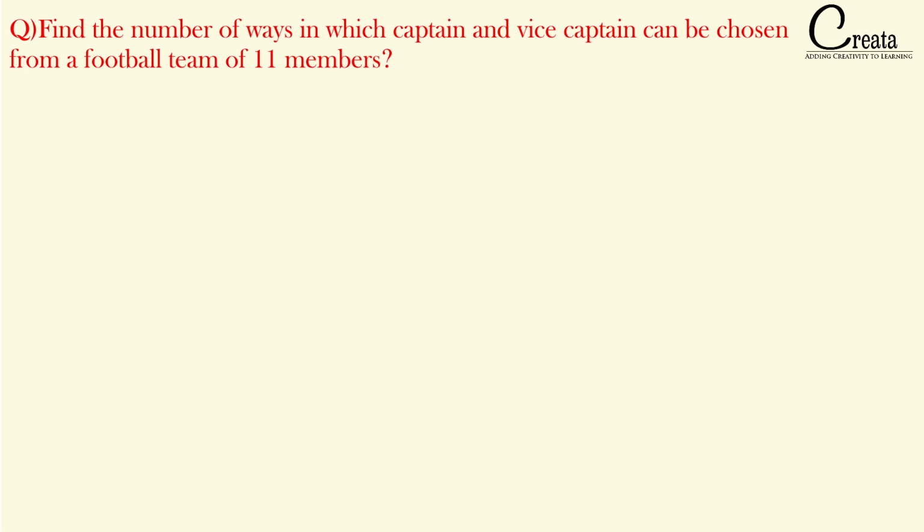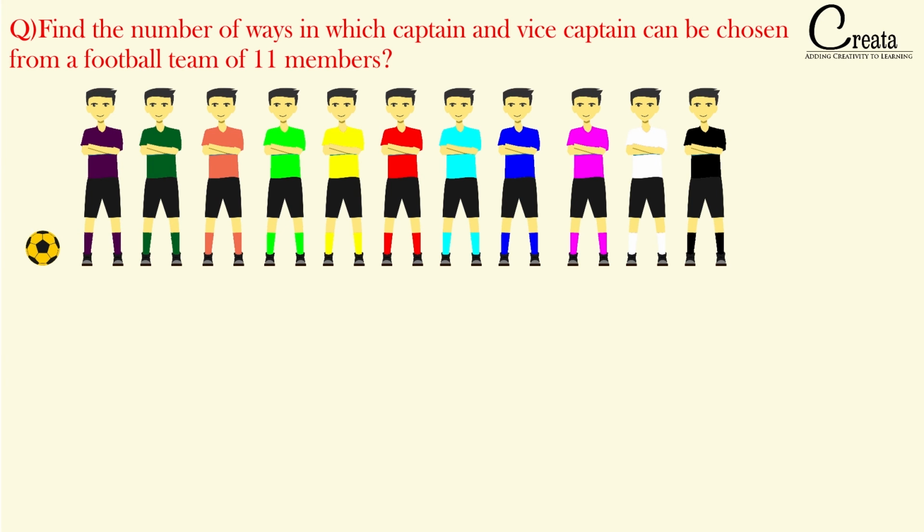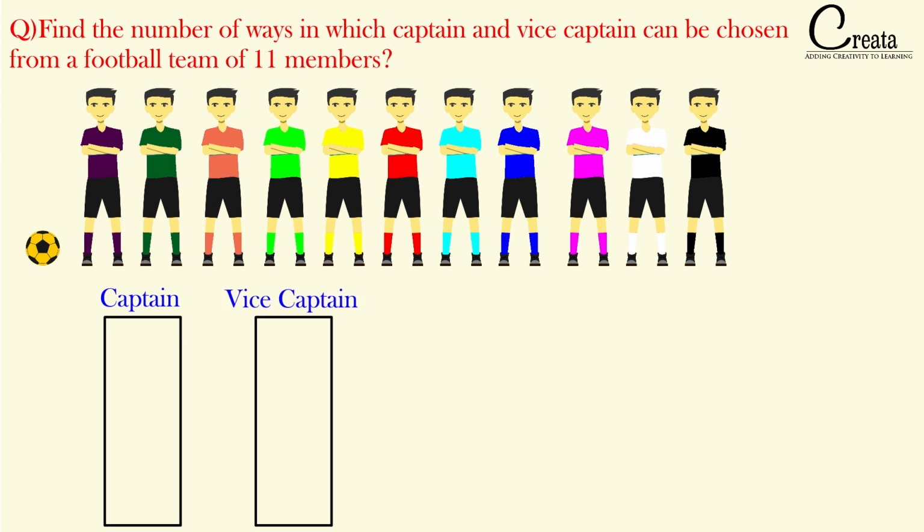The question is: find the number of ways in which captain and vice captain can be chosen from a football team of 11 members. Okay, here we are having a football team and the number of members are 11. These are the 11 members, and we have to choose captain and vice captain. That is, we are having two vacant slots. First slot for the captain and the second slot for the vice captain.